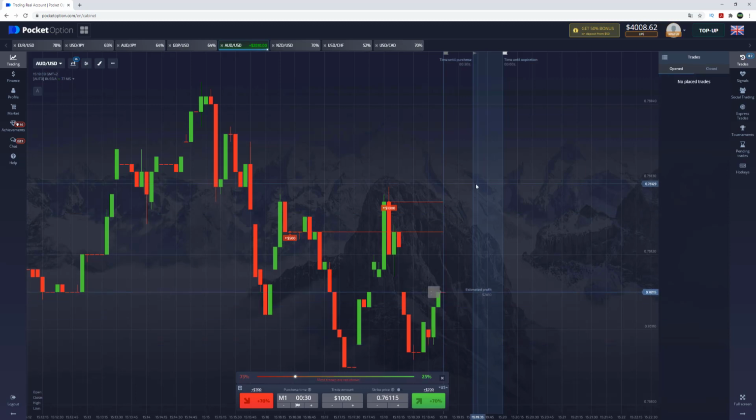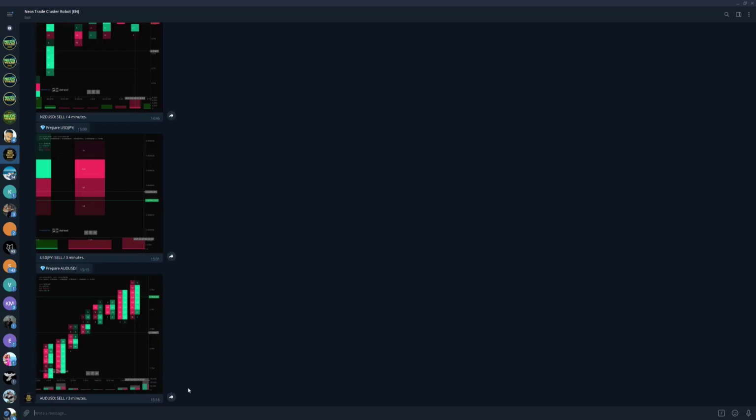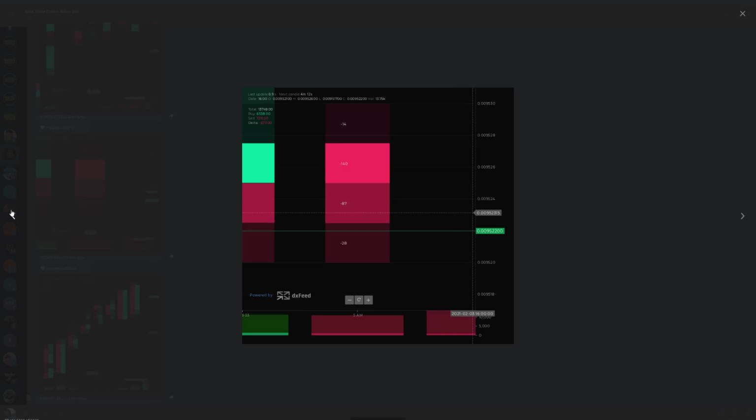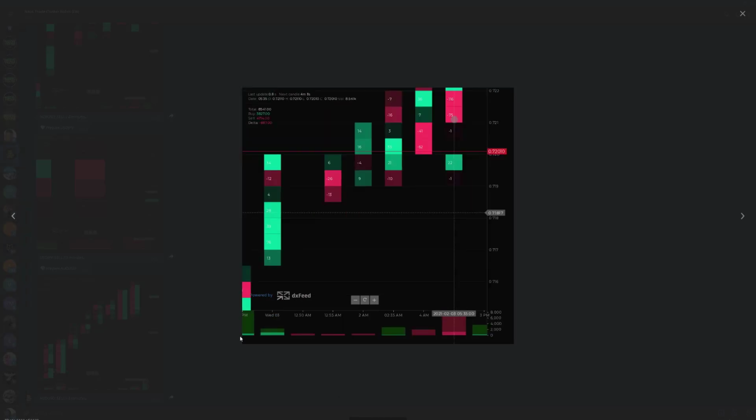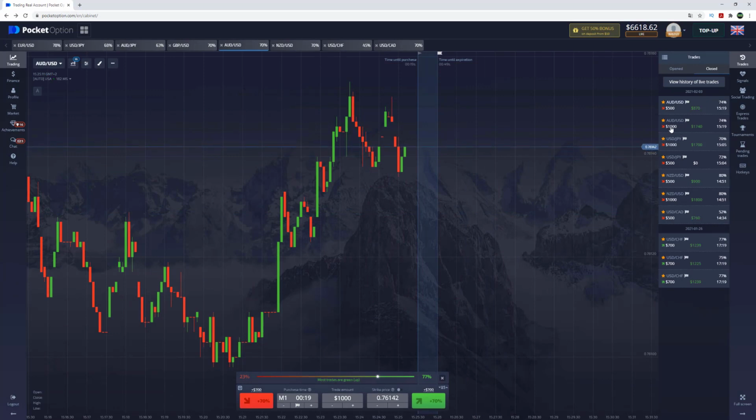And take a look, one more option gives us a very good profit. And if you remember, we started from $3,800 and right now we already have $6,600, almost $2,000 of net profit in 1 hour. I think this is a very good result, especially when you don't trade manually but with an automated robot.